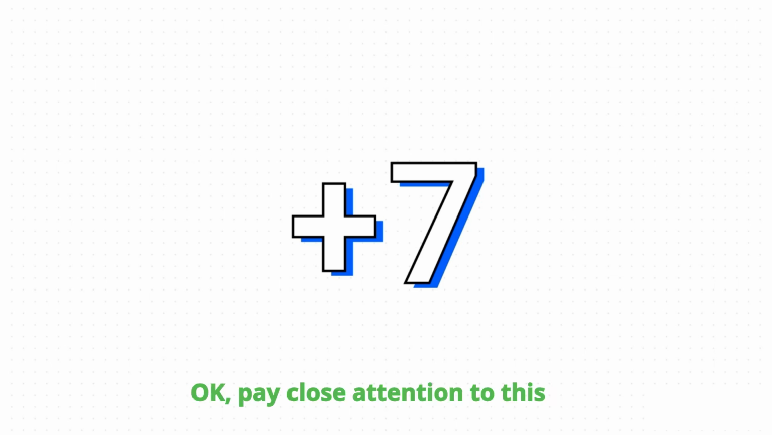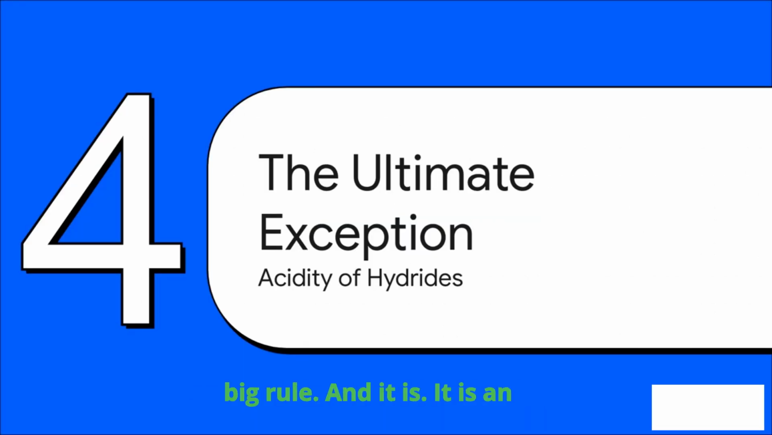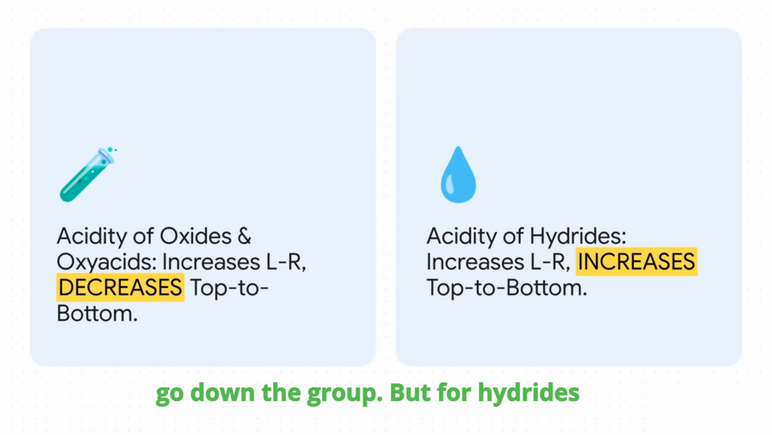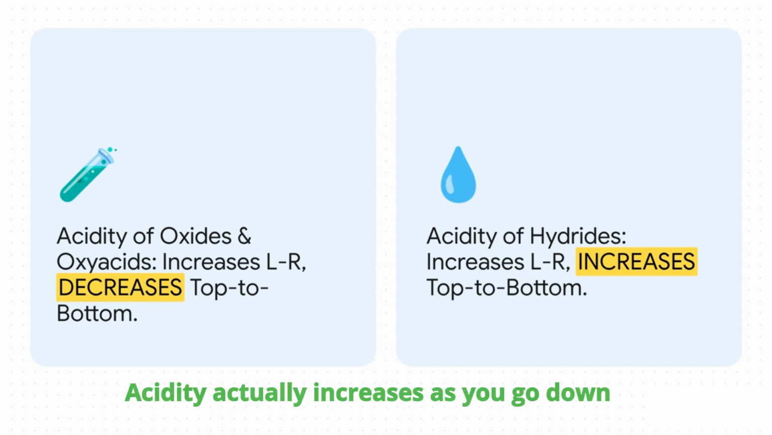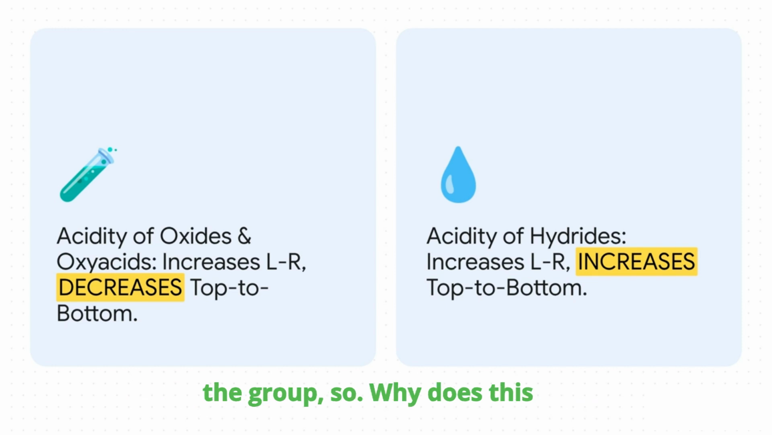Okay, pay close attention to this one. This trend breaks the big rule, and it is an absolute favorite for trick questions. We are talking about the acidity of hydrides. For pretty much everything else, acidity decreases as you go down the group. But for hydrides, and only for hydrides, the rule is flipped completely on its head. Acidity actually increases as you go down the group.